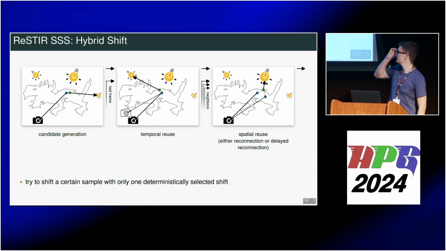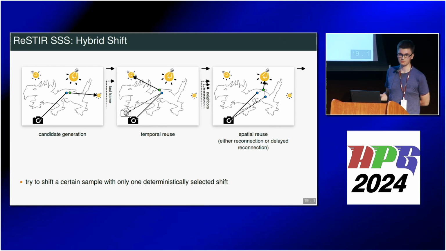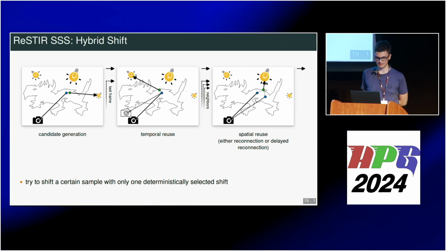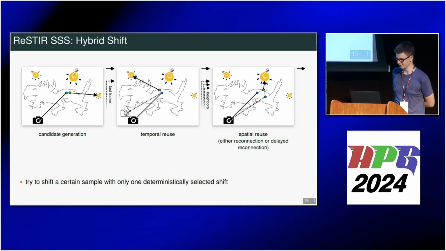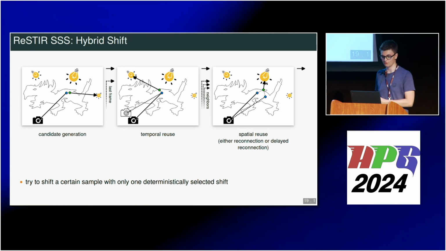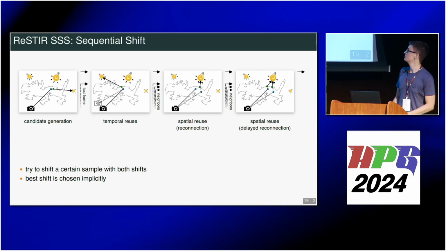As a reminder, our hybrid shift uses this one spatial reuse path where we try to shift a certain sample with only one deterministically selected shift. So we either apply reconnection or delayed reconnection. But there's no chance that we try to shift the same sample with both shifts. And this is why we introduced this idea of a sequential shift.